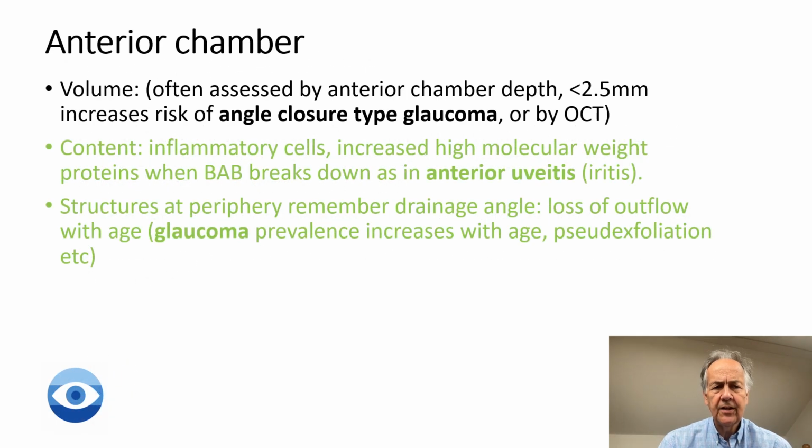To move on to the anterior chamber, eyes with shallow anterior chambers are at risk of acute, subacute or chronic angle closure types of glaucoma. Anterior chamber depth can be measured, and less than 2.5 mm is the critical depth predisposing to angle closure. Anterior chamber depth and volume can be assessed more accurately by OCT imaging.